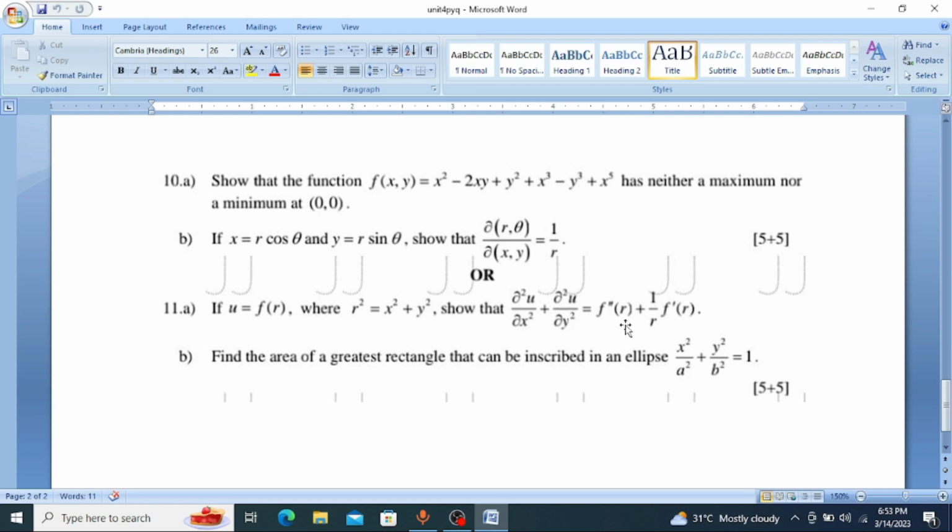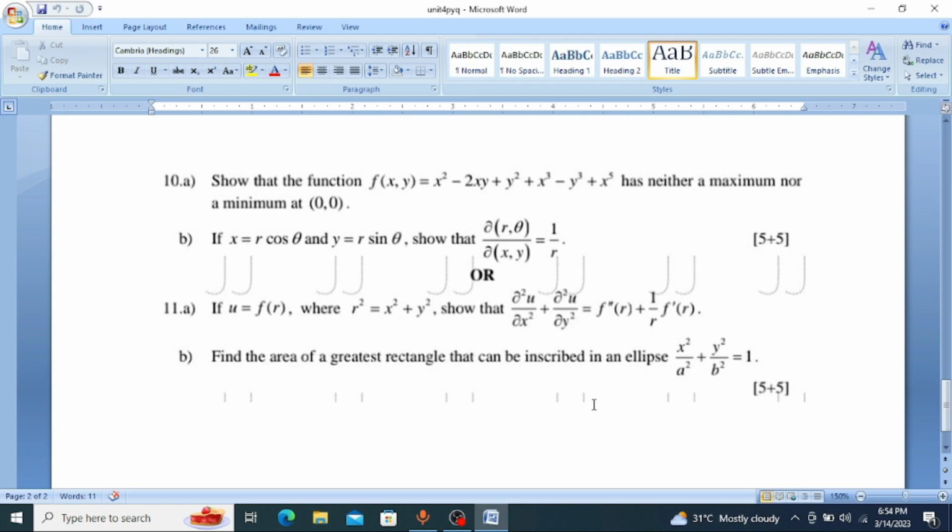And the next question, find the area of the greatest rectangle that can be inscribed in an ellipse x²/a² plus y²/b² is equal to 1. So take the dimensions of the rectangle, which is inscribed in the ellipse x²/a² plus y²/b² is equal to 1. This is the constraint φ, and take the values of x and the function f. We are finding the area of the greatest rectangle that is inscribed in the ellipse.